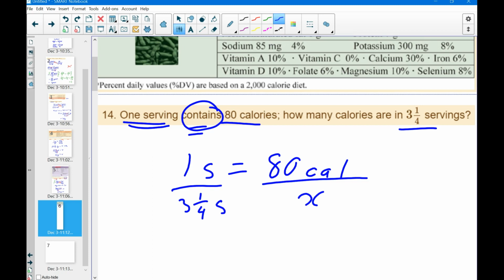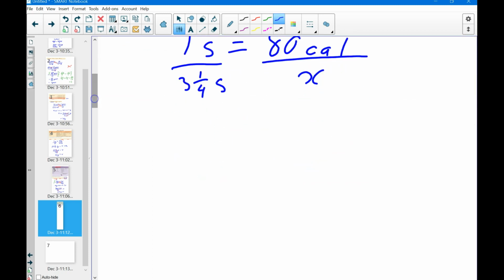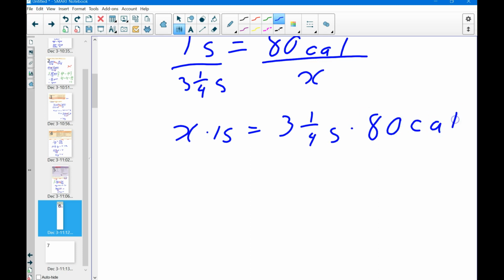Once we have that, again it's just cross multiplying. So I'm going to have my x times 1 serving equals 3 1/4 servings times 80 calories. So let's do it the hard way, just for review. Let's take our mixed number and turn it into an improper fraction.